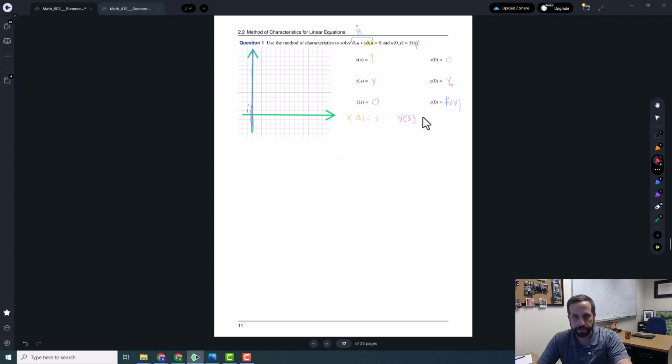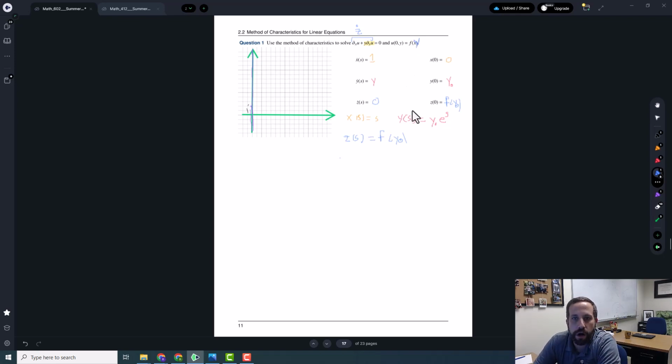y of s is going to be y naught e to the s. And then z of s is just going to be f of y naught. So that should say f of y, not f of x there.